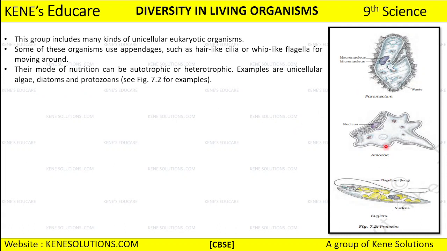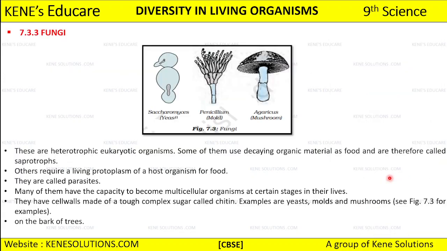So the diagram has been shown here. We have the diagram of paramecium, where you can see the hair-like cilia which are present. Then this is an amoeba, which is also an example of an organism that comes under kingdom protista. Next we have euglena, where you can see the flagella which are present. So this also comes under kingdom protista.